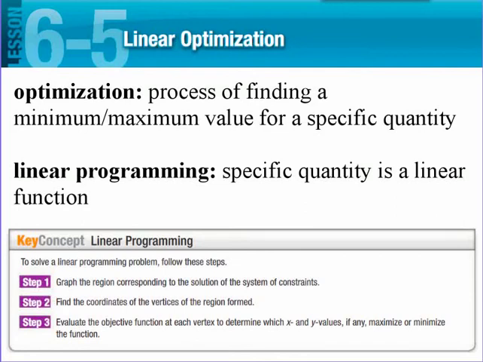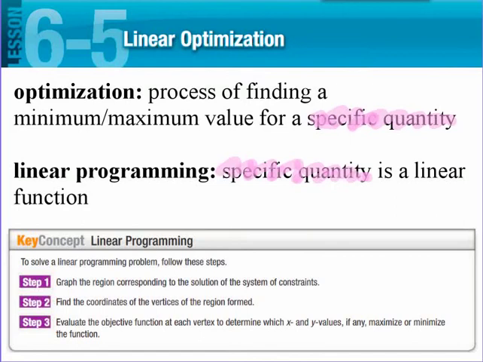It is also the process of finding the minimum. However, the steps we go through at the very end, you're going to be able to assign a maximum and a minimum to a given value. Linear programming basically states that the specific quantity referred to right here, okay, this is what it's saying, is a linear function.